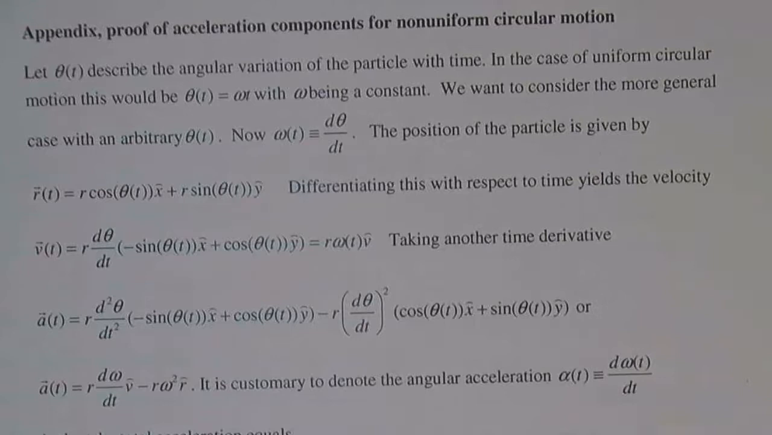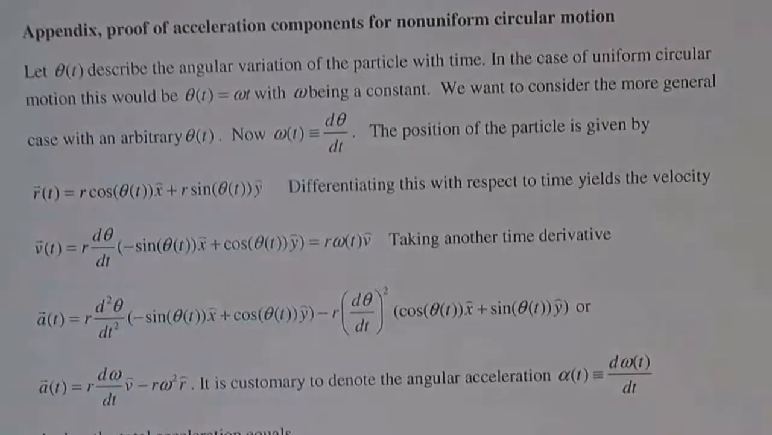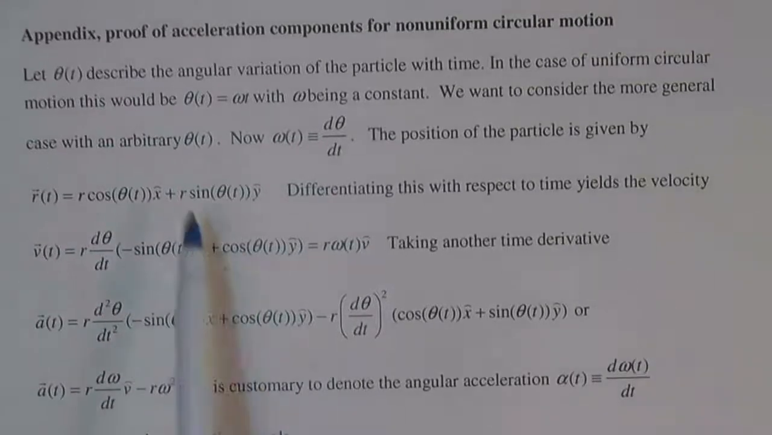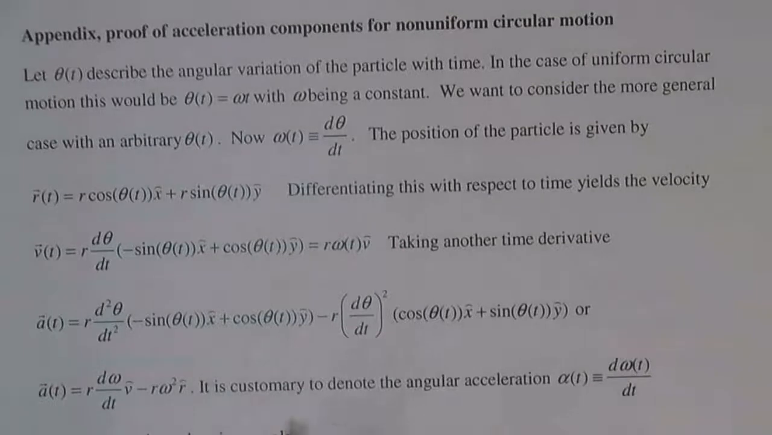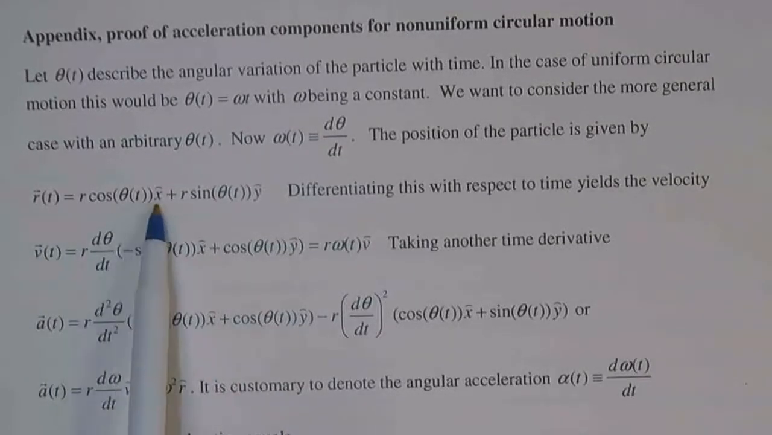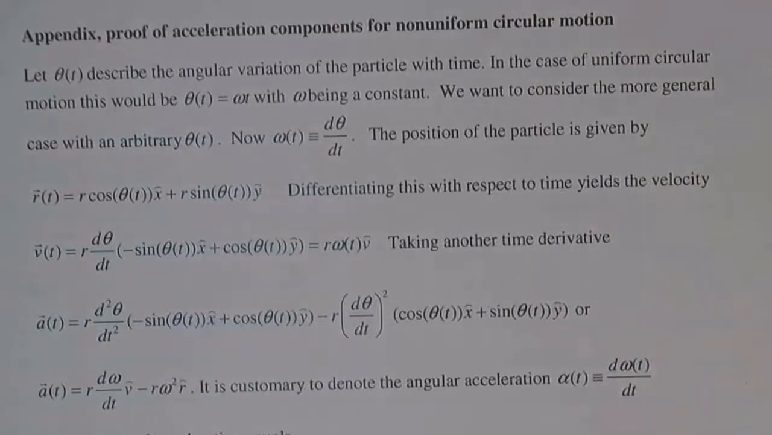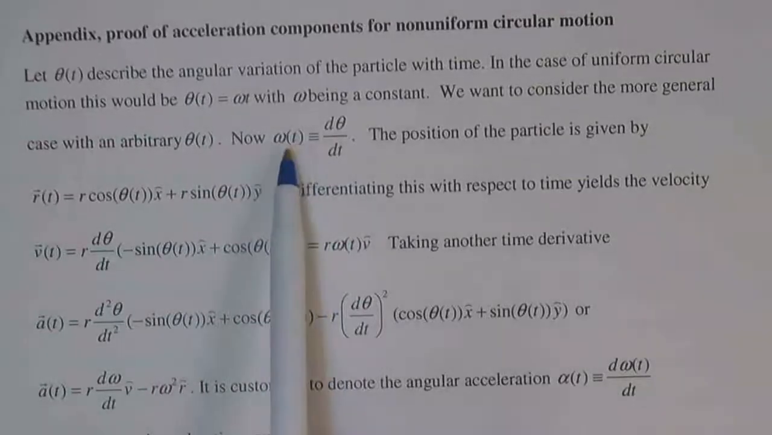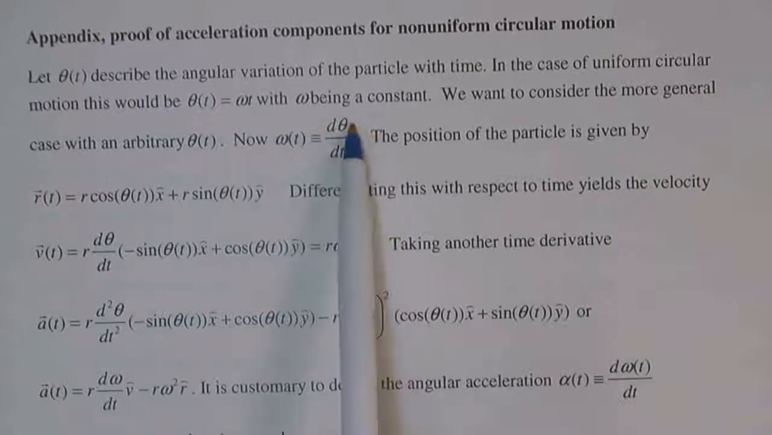And so what we do in this proof is we say let theta of t be some arbitrary function. It's a non-uniform circular motion, so we don't know whether theta is going back and forth or around, speeding up, slowing down. It's some arbitrary motion. The trajectory then is going to be r times the cosine of theta of t x hat plus r sine of theta of t y hat, where theta of t is this arbitrary function. Omega is again the angular velocity, but it's now the derivative of theta as a function of time.